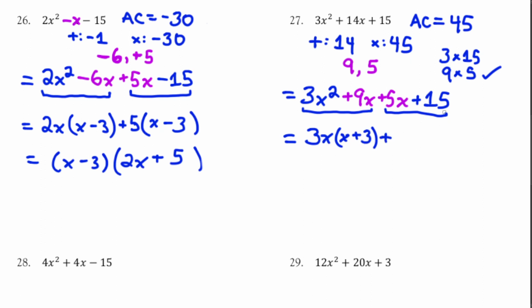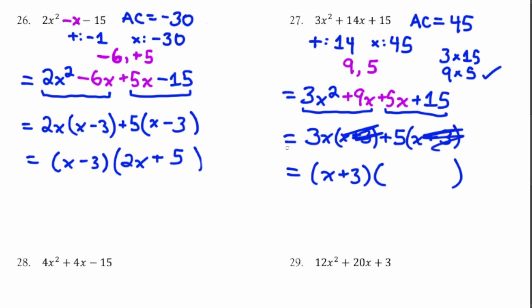Finally, what do 5x and 15 have in common? Well, the greatest common factor of 5x and 15 is 5. Factor out a 5, and you're left with x plus 3. The two groups both have an x plus 3 in common. So I can finish factoring by grouping by writing x plus 3 and then seeing what's left when I factor out x plus 3. What's left is 3x plus 5.